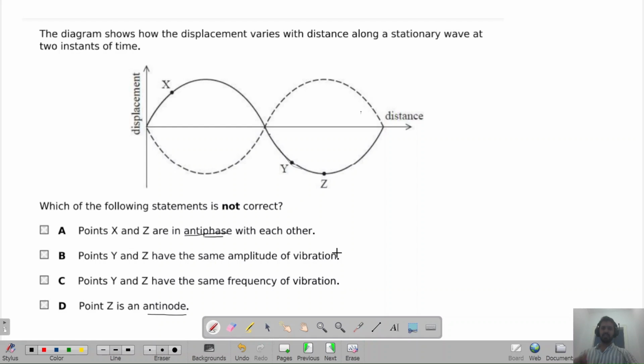For all of these things, it's really important to have a visual understanding of standing waves. How standing waves are generated first of all, and then how you can visualize different points on a standing wave moving. And for this I have a really good simulation for you, which is this.